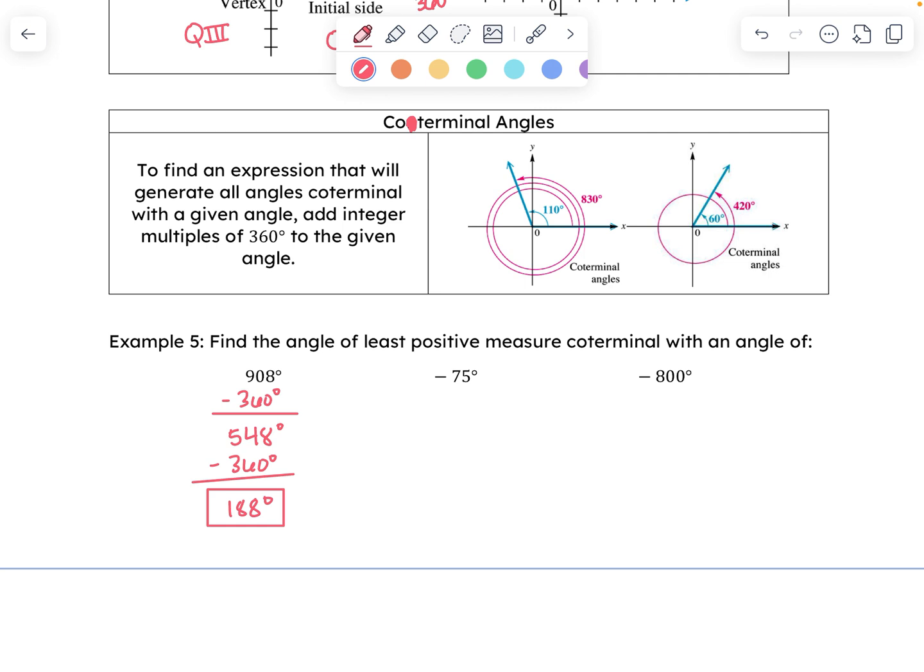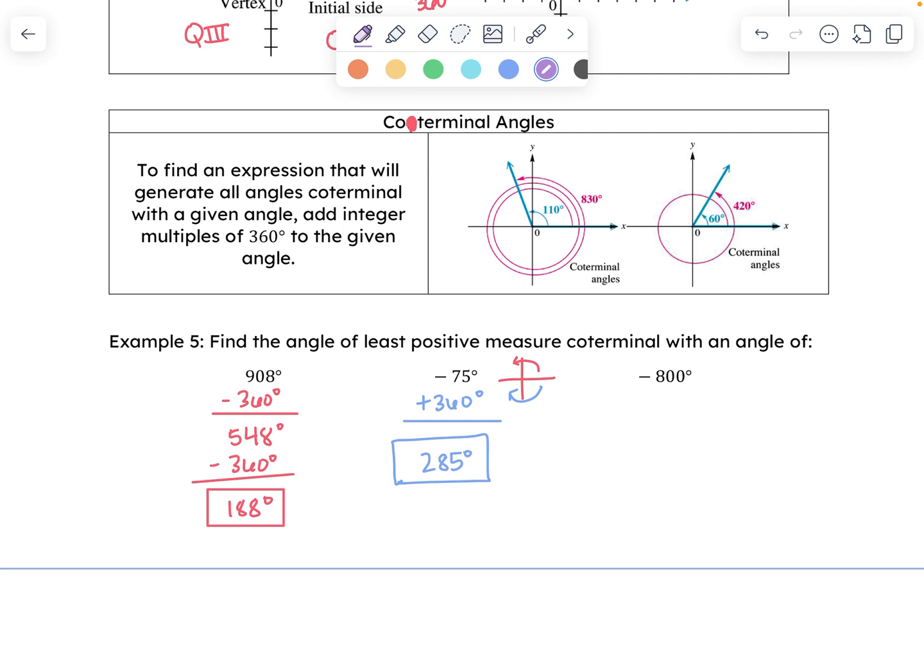Now the next one you notice is negative 75. So that actually means instead of going up and around, we actually ended up going down and around a negative angle. We still want a positive coterminal angle though, so instead of subtracting 360, now I'm going to add 360 to find that positive coterminal angle. So negative 75 plus 360 gets me to 285 degrees for my positive coterminal angle.